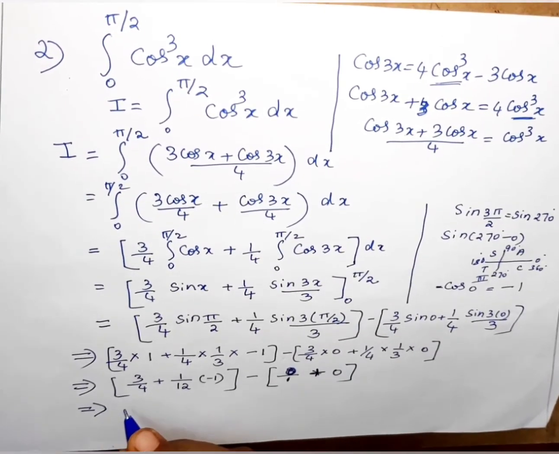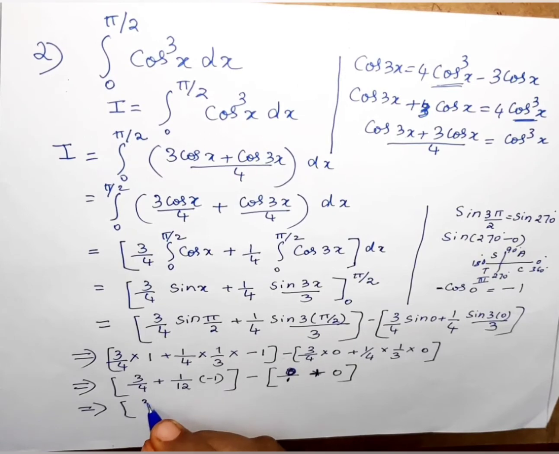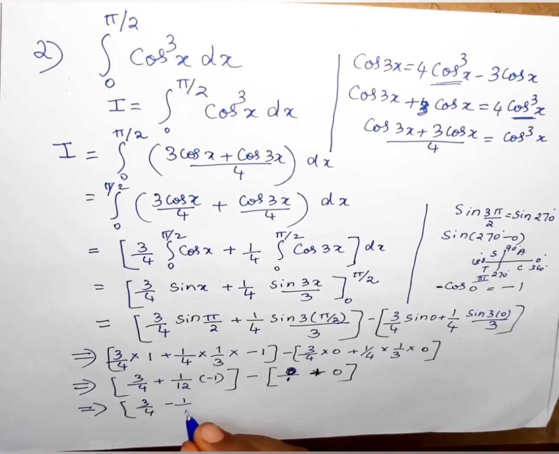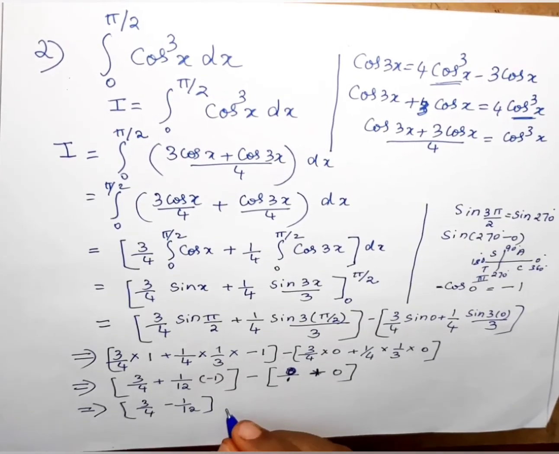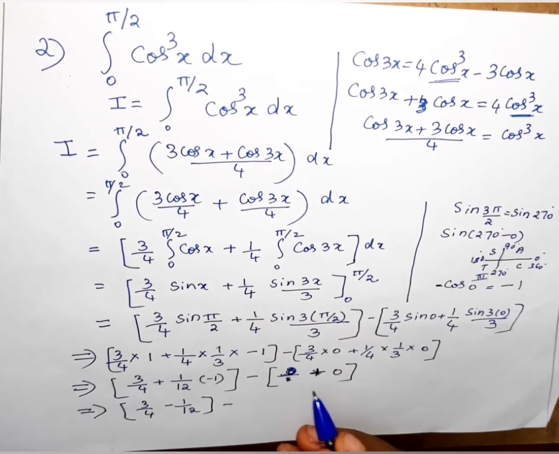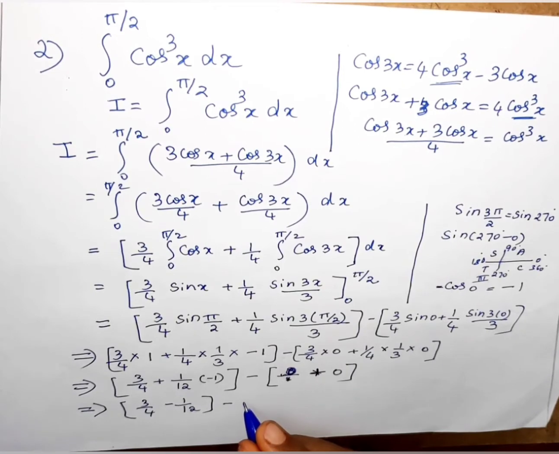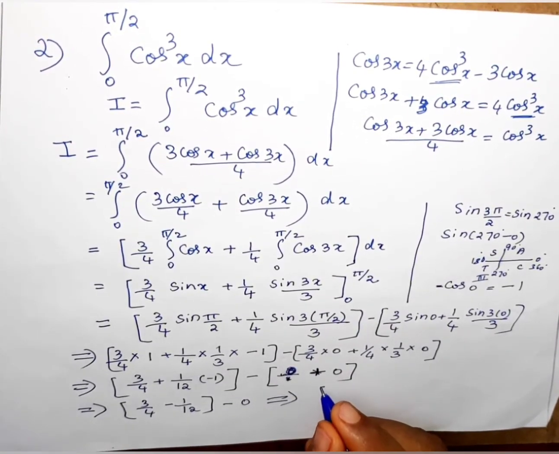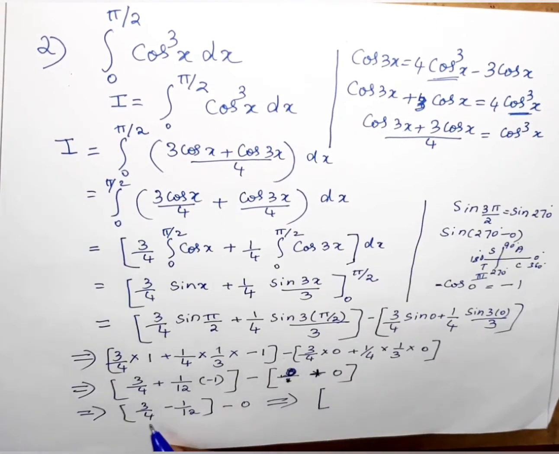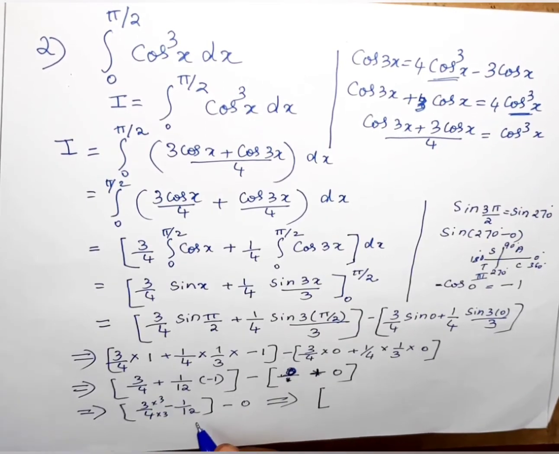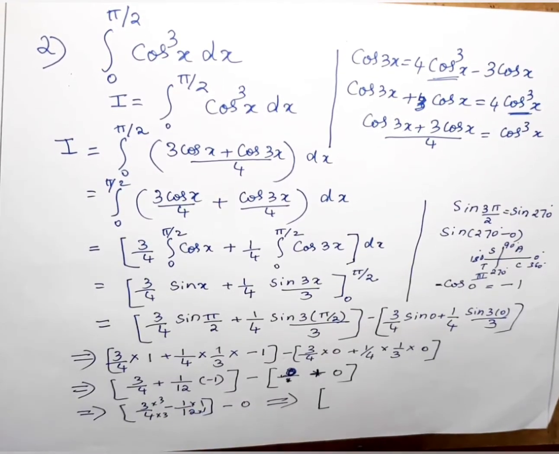So this will be equal to 3 by 4 plus into minus, it is minus 1 by 12. Now since the denominators are different, that is 4 and 12, we have to take the LCM for 4 and 12. So 3 by 4 minus 1 by 12 minus 0 plus 0 is 0. The LCM for 4 and 12 is 12. So 4 threes are 12 and 3 threes are 9.